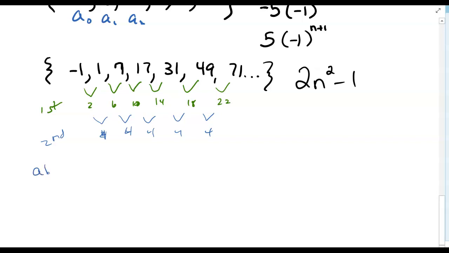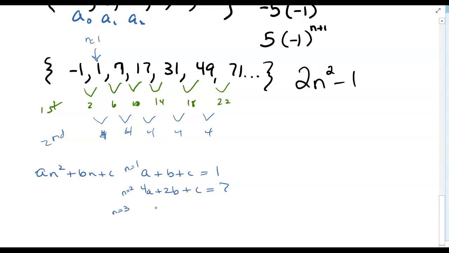Because your general quadratic looks like this. We'll use an squared plus bn plus c, right? That's a general quadratic equation. When n is, say, let's use 1, 2, and 3. When n is 1, we get a plus b plus c. That works because the term when n equals 1 is 2 minus 1, which is 1. When n equals 2, I would get 2 squared, that's 4a, plus 2b plus c equals 7. And when n equals 3, I would get 3 squared, 9a plus 3b plus c equals 17.